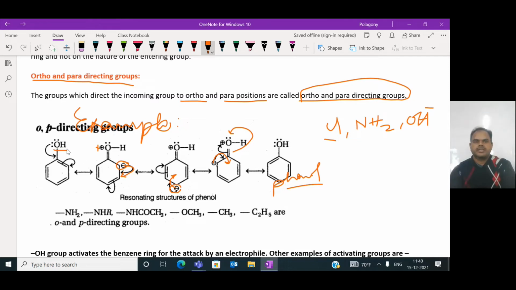So not only the hydroxyl group but also chlorine. Chlorine is the functional group, meaning substituent, NH2, OH, O minus, NHR, NHCOCH3, OCH3, CH3 alkyl group also, and C2H5 also, for example. These are the ortho-para directing groups we say.